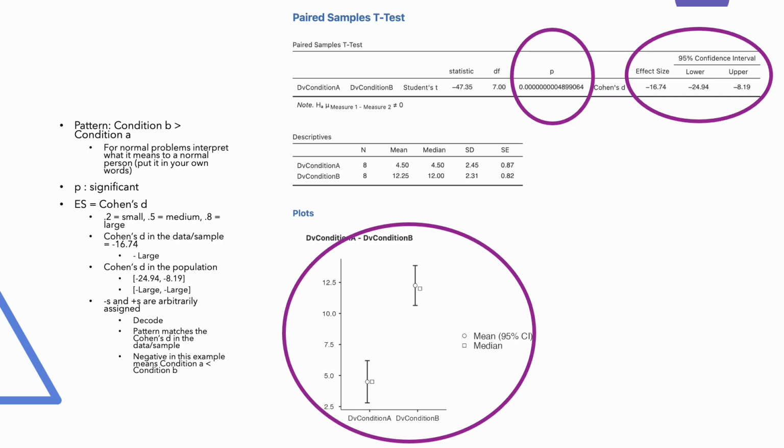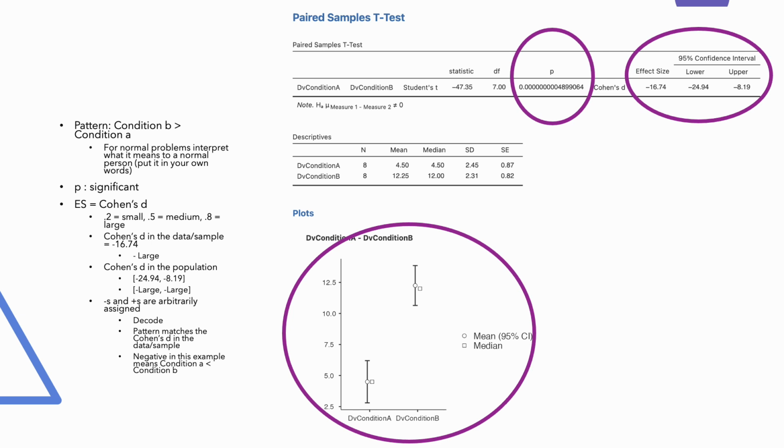So to look at the pattern, we can look at this figure that Jamovi gives us, and we see that the dependent variable in condition B is higher than the dependent variable in condition A. So that is our pattern. Now, in most problems, you'll have a real-world interpretation, and you have to interpret what this means for a normal person. Your p-value is significant.